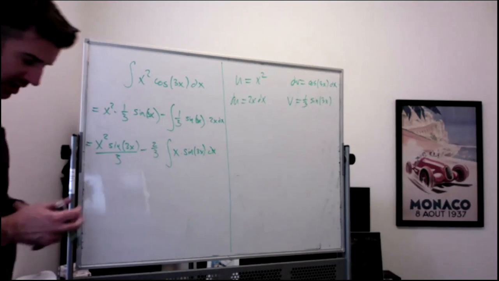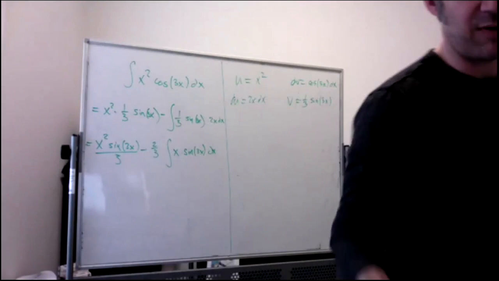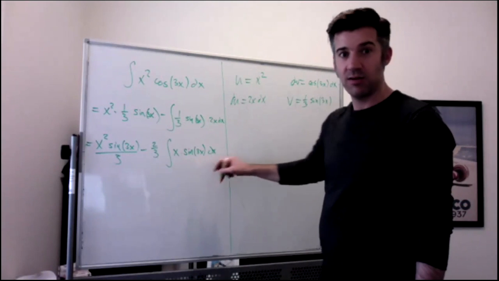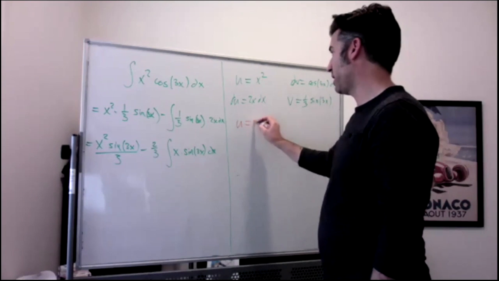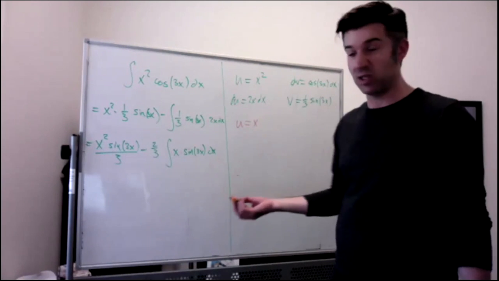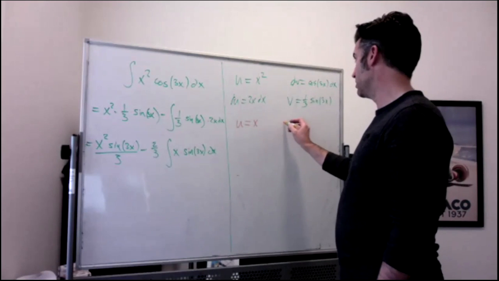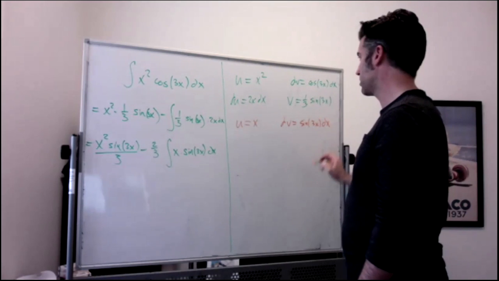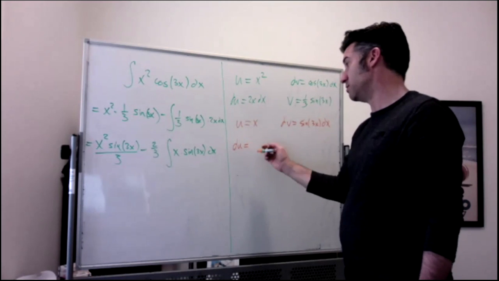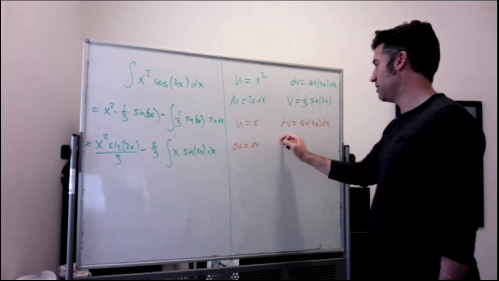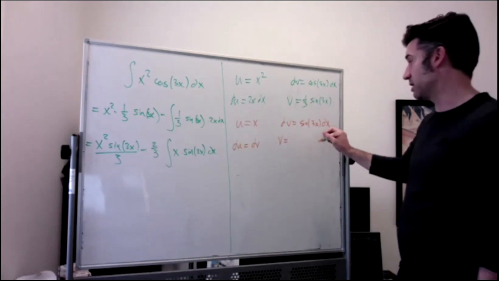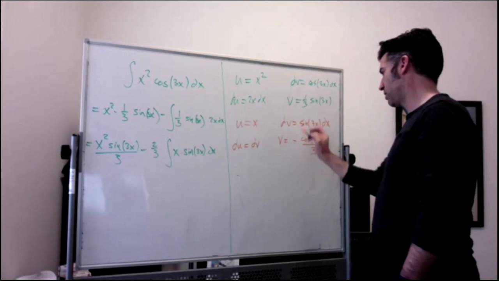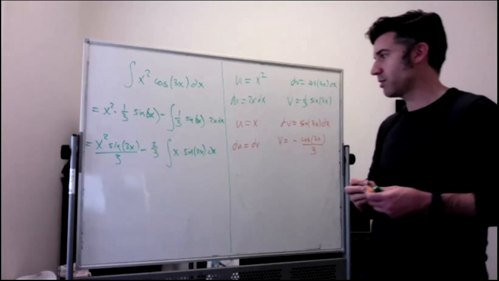And now I'm in the position of having to do integration by parts again, because I still have an algebra times a trig thing. So I'm going to let u equal x in my second iteration of integration by parts. And dv is going to be sine of 3x dx. du is going to be dx. And v is going to be, okay, the antiderivative of sine of 3x is negative cosine of 3x divided by 3. All right.